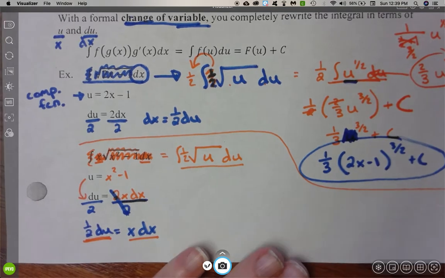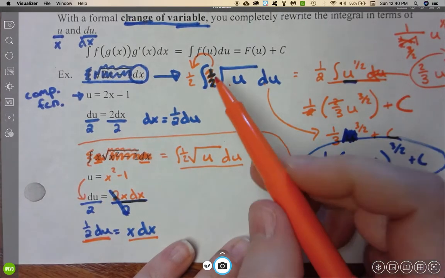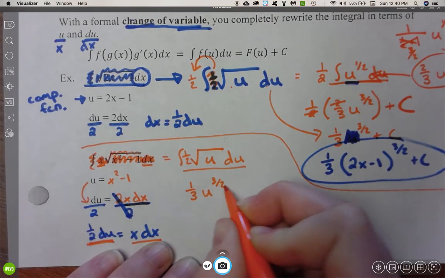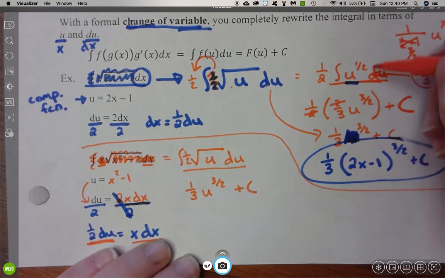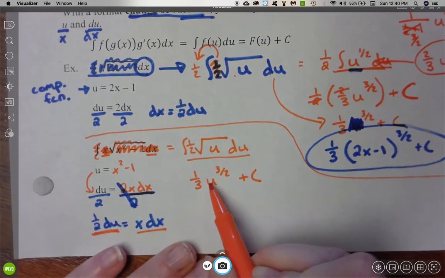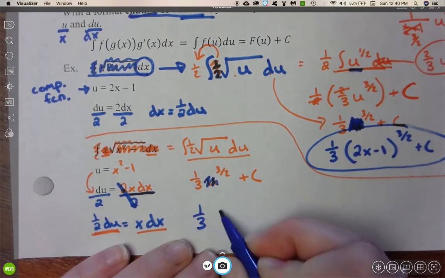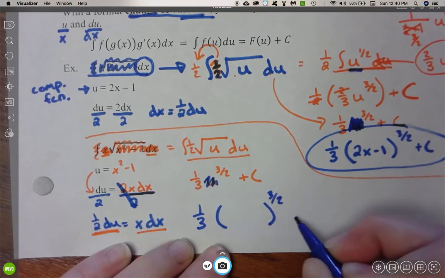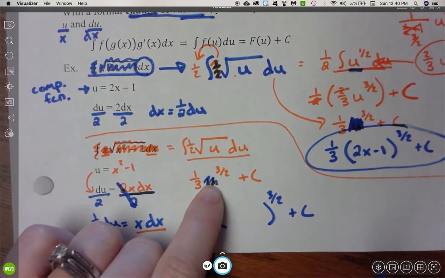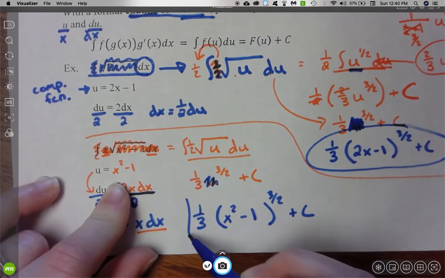So what I'm going to do is kind of cheat. I'm going to go down to this part right here. I know that the antiderivative of 1/2 the square root of u du is 1/3 u to the 3/2 power plus c, because it's going to have the same antiderivative all the way through. And then all I need to do is replace my u back with an x again. So 1/3 u to the 3/2 power plus c, and u was designated to be x squared minus 1. So that's what it will end up looking like, and there we have our antiderivative.